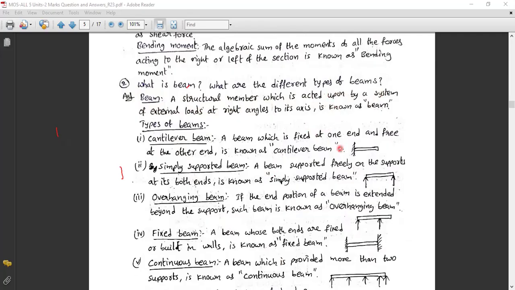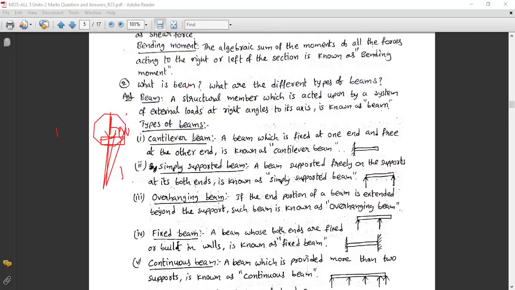So definitely there should be a beam. For example, this is a beam, a structural member acted upon by external forces, and the external forces are at right angles only, meaning 90 degrees to the axis. The beam has an axis at its center. So this is the beam, and this is also a structural member.